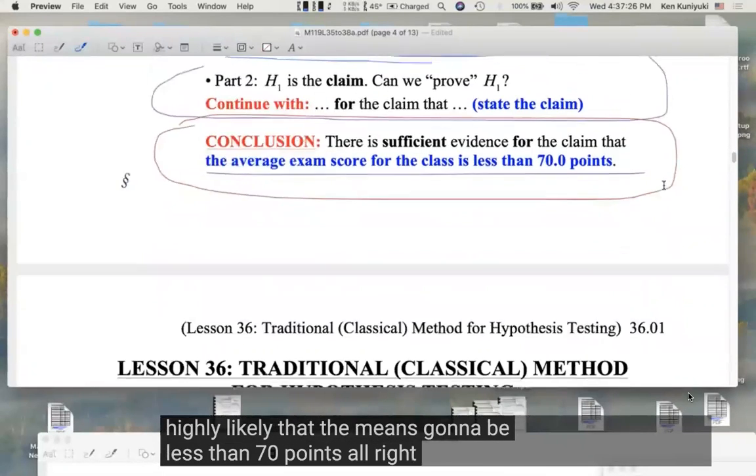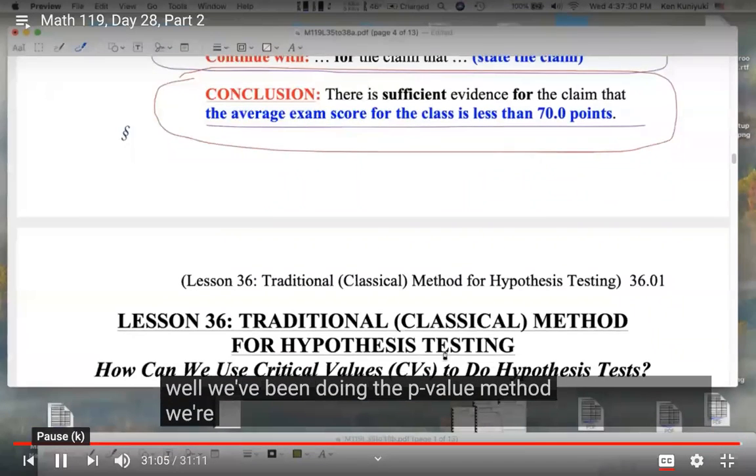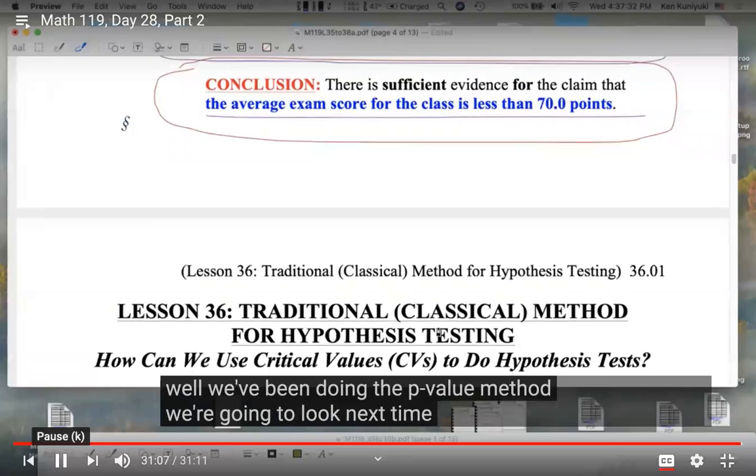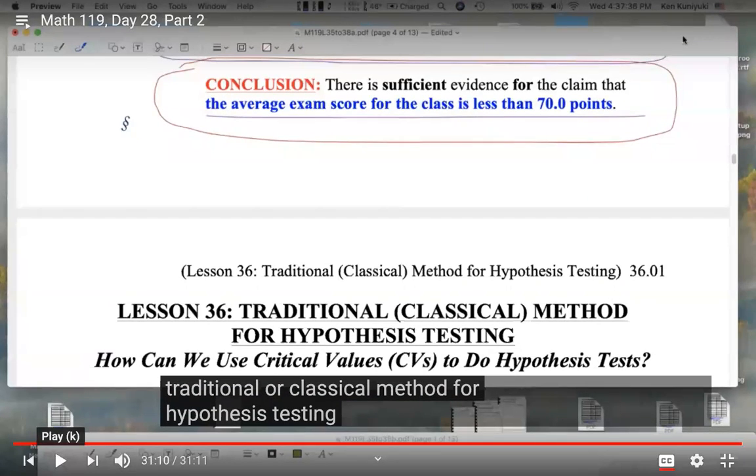All right. Next time, we've been doing the p-value method, we're going to look at the traditional or classical method for hypothesis testing. So that was a really long video, one of the longest that we've had, but I was really pushing a key example. So if you got that example, you really have the key flavor for what's going on here.